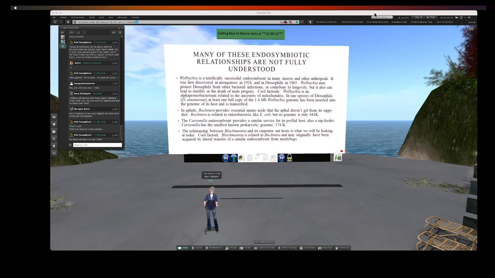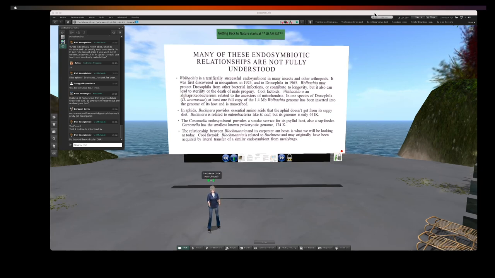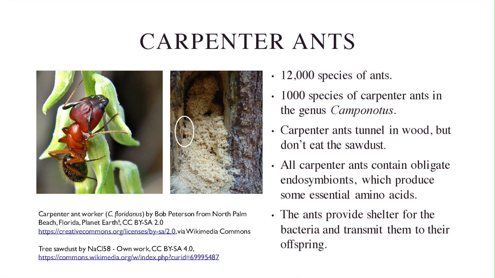But what we're going to be looking at today is the Blochmannia relationship to its carpenter ant hosts. Interesting thing about Blochmannia is that its closest endosymbiotic relative is Buchnera, and it may have been acquired by lateral transport from a similar endosymbiont in mealybugs.